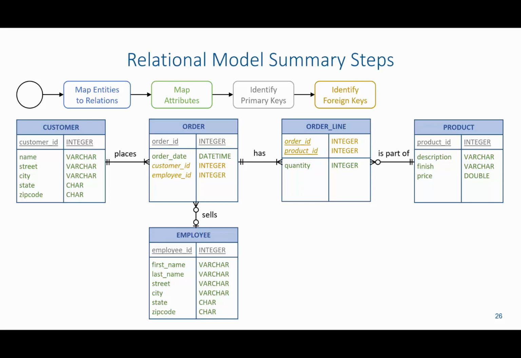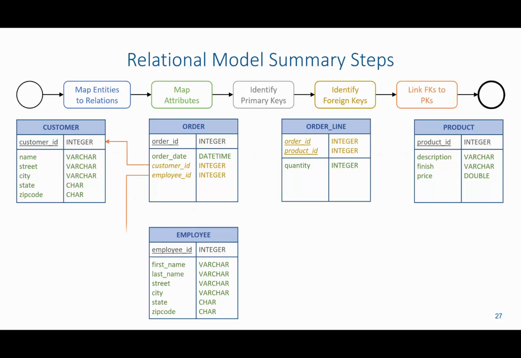So we're going to look at the one side and take the primary key of the one side and make it a foreign key on the many sides. So customer ID and employee ID individually are foreign keys in the order table that reference customer and employee. Then order line, we have order ID and product ID individually are foreign keys that reference order and product.